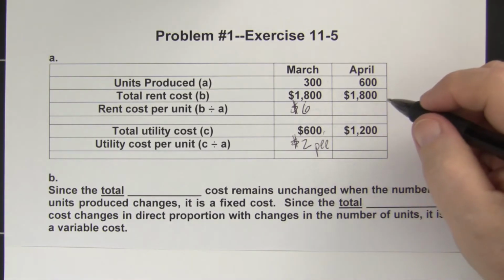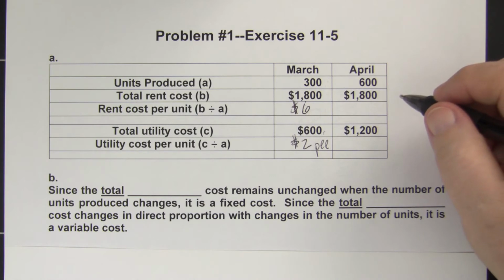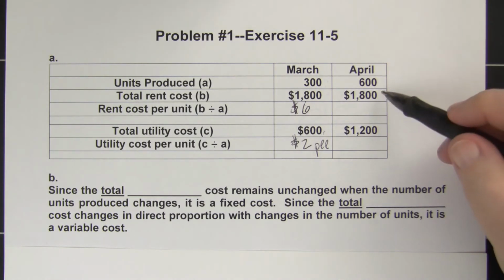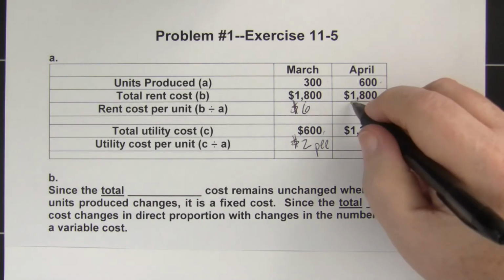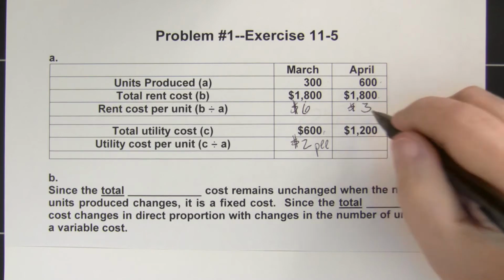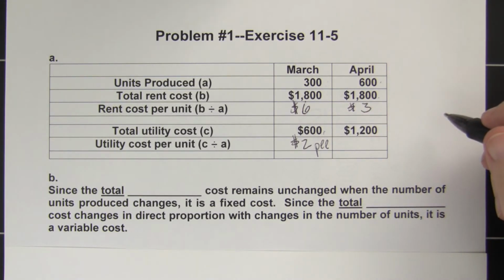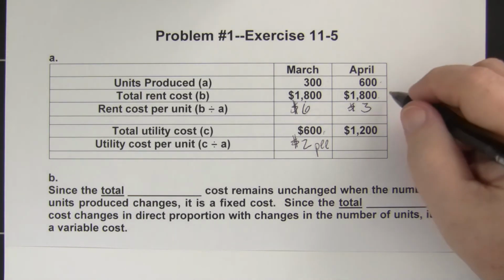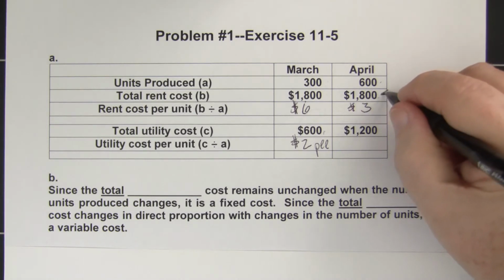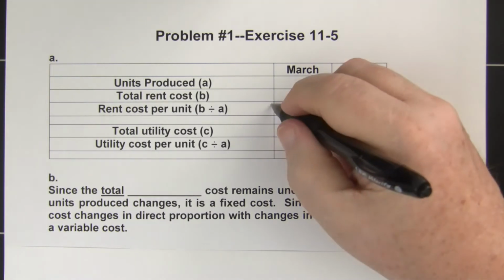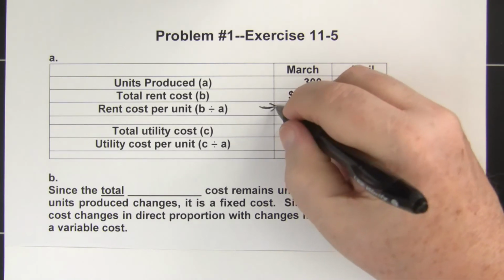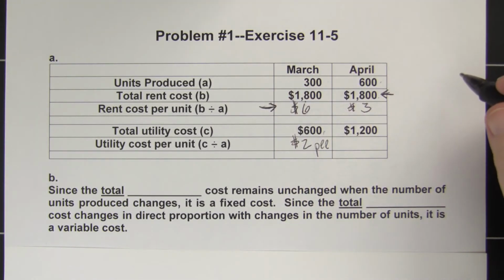Okay? Then it asks us to do the same thing for April. Well, in April we made 600 units. Our rent was still $1,800. So that was $3 per unit. And if you take a look at that, remember the definition, fixed cost stays fixed at the total level and varies at the unit level. So that has to be a fixed cost.